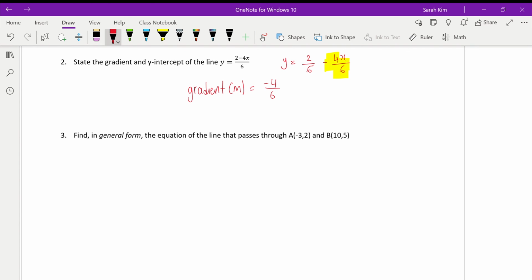It's the numbers in front of the x. And then the y-intercept is just the constant number, which is this one over here. So 2 over 6, which you can also just write as 1 over 3. I wouldn't simplify it down. That's fine. Right.